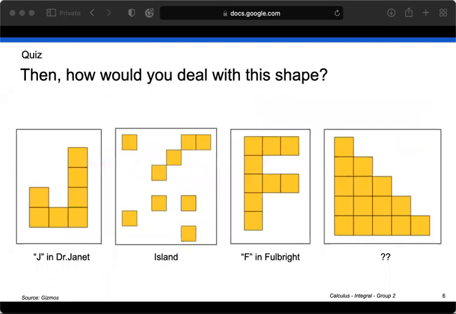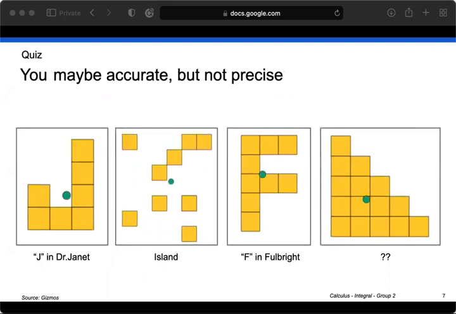Knowing the definition of the centroid, can you predict the centroid location of the following shapes? The letter J in Dr. Janet's name, the island, the letter F, and the whatever shape. Here is our answer. J might be accurate, but might not be precise. Since the shapes are asymmetric, the centroid locations are harder to predict. Then how can we find the exact location of the centroid? Here's our guide for you.